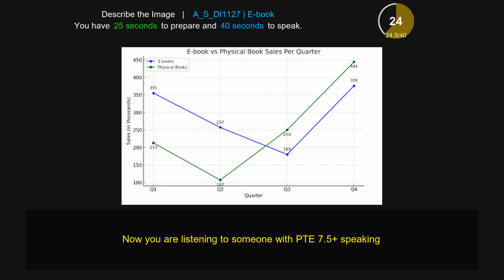And moreover, it indicates the Q1, Q2, Q3 as well as the Q4. And here the ebooks are depicted by the blue color, whereas physical books are depicted by the green color. To conclude, the picture gives the detailed information about the ebook versus physical book sales.